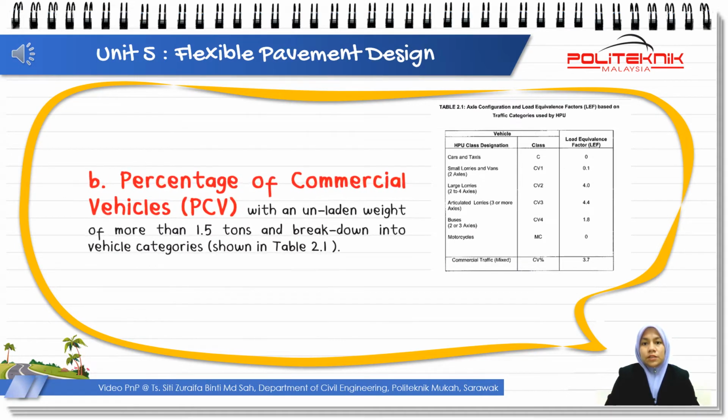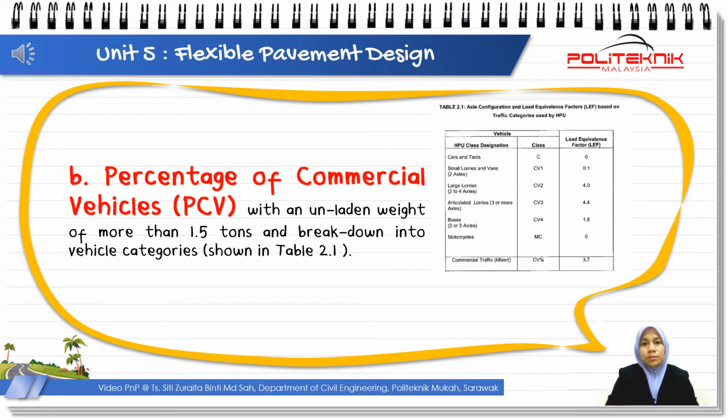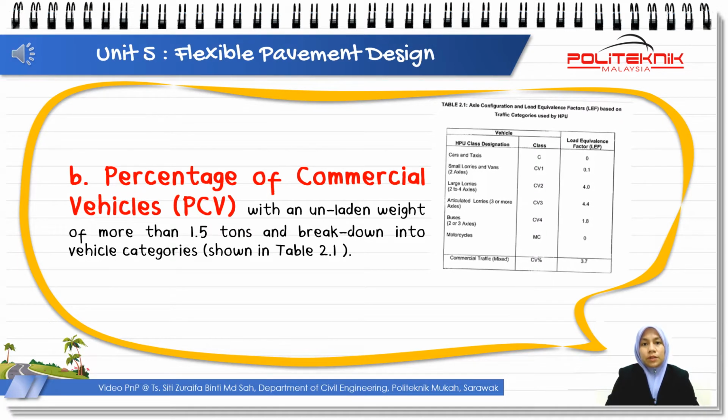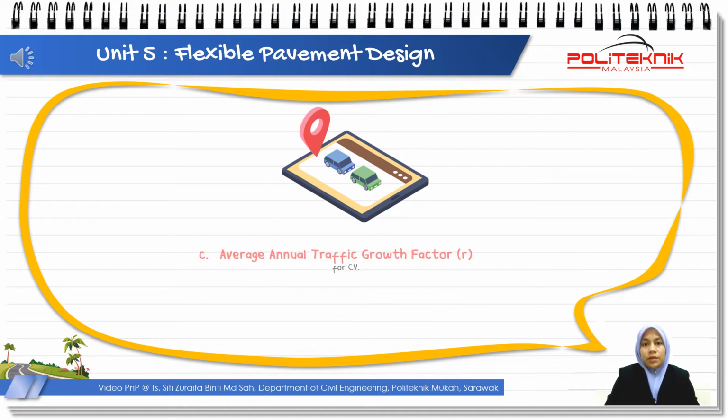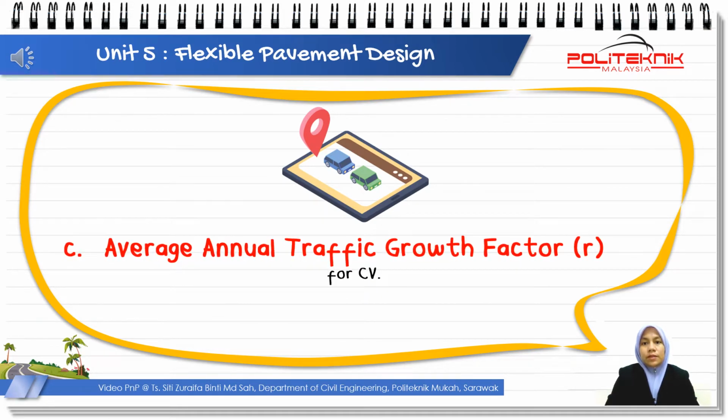Percentage of commercial vehicle, PCV, with an unladen weight of more than 1.5 tons and breakdown into vehicle category, shown in Table 2.1. Then, the average annual traffic growth factor R for CV.